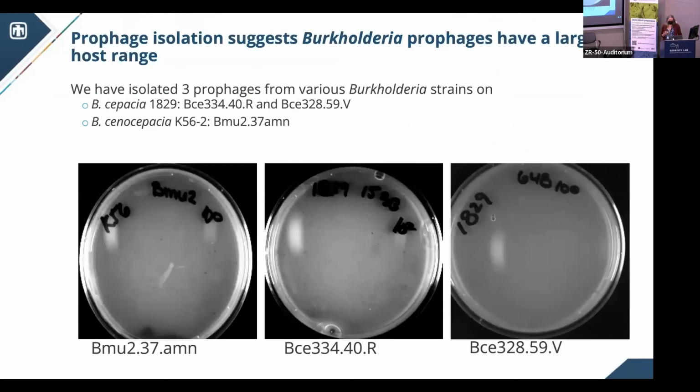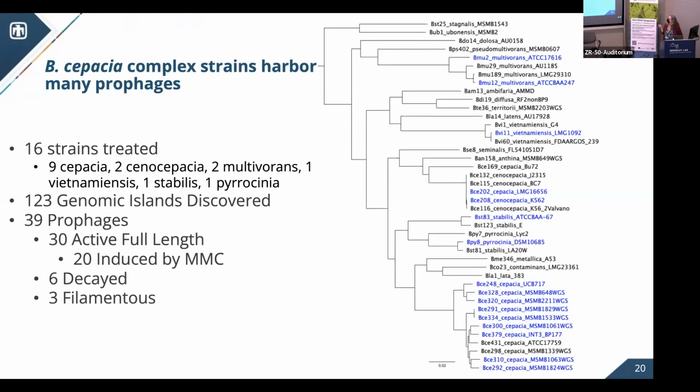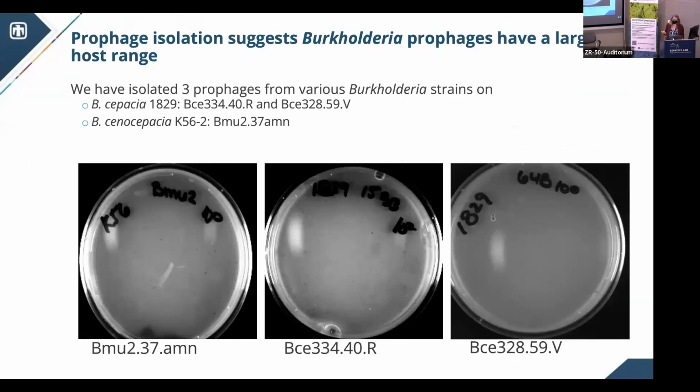We then started isolating the prophages. So I'm showing 2 strains here, the canonical Burkholderia cenocepacia K56 on the left, and then Burkholderia cepacia 1829 here. And we can find 3 different phages on these as shown here. These are from very close relatives of the cepacia strain. And this one is actually from a Burkholderia multivorans, which if we go back, is way up here, and K56 is down here. So there's a lot of host range breadth that we can start exploring.